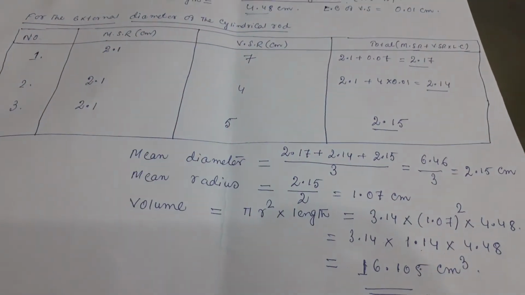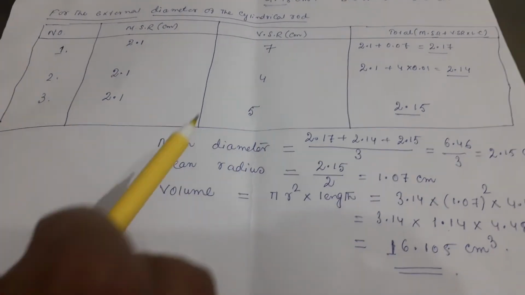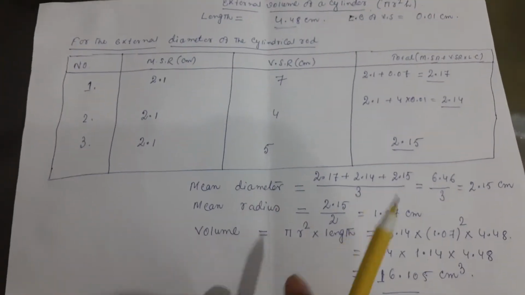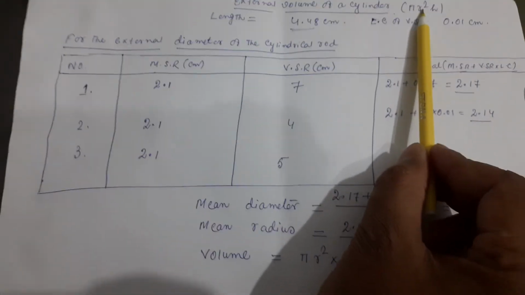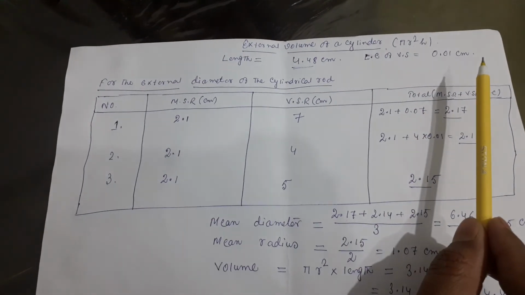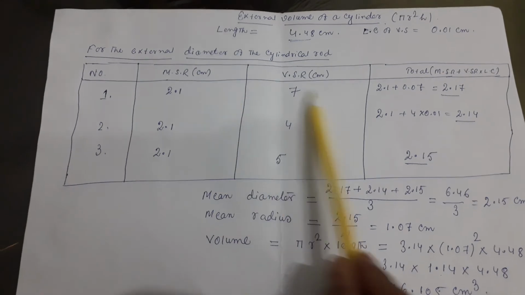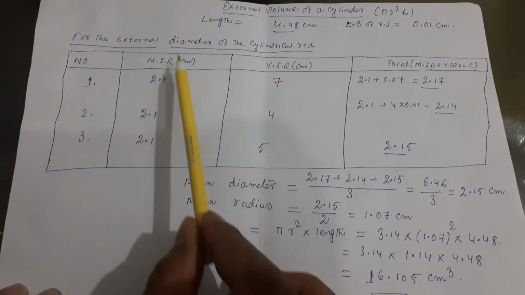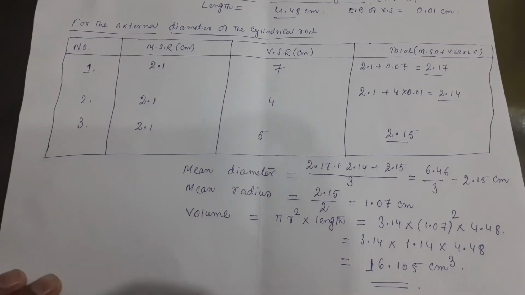Okay, so this is our calculation. So in this way you have to do. Maybe you understood the whole process. Maybe you understood external volume. This is the length we have calculated. Least count we have also already done. Then the same table here. From their data we will collect by the experiment.